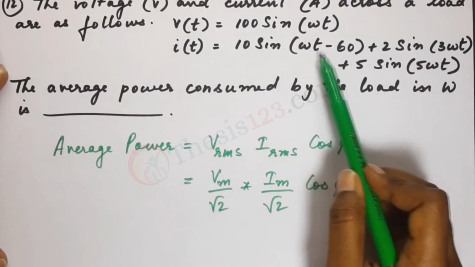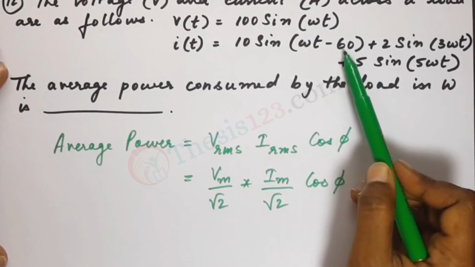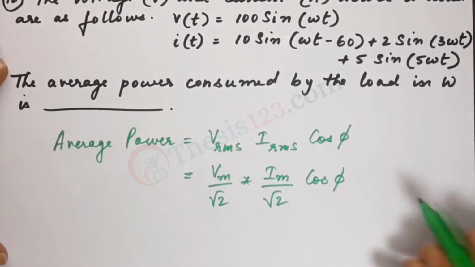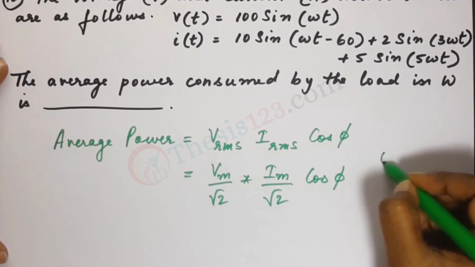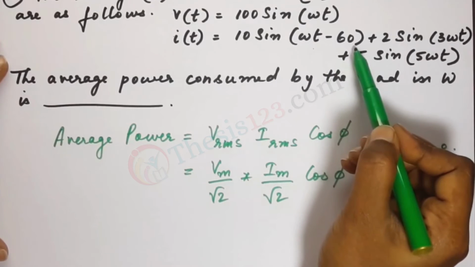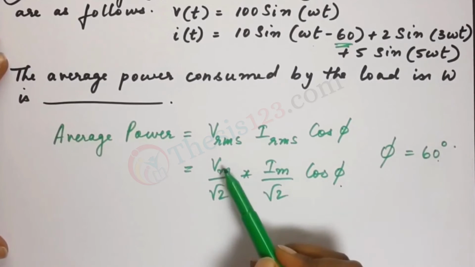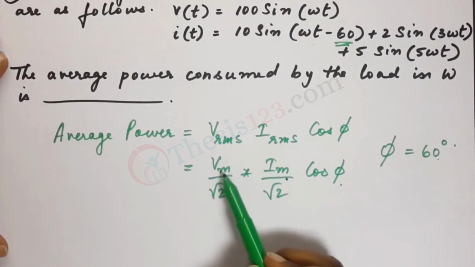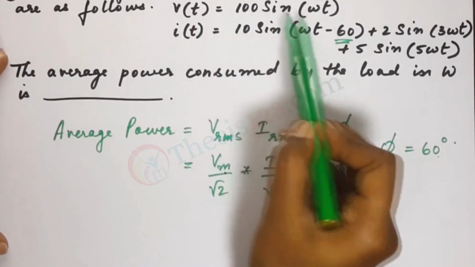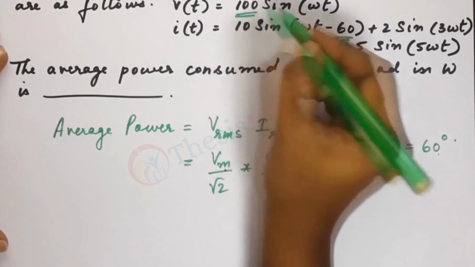Now here you will notice that in the current equation we have 60 in place of the angle. So that indicates that phi is 60 degrees. So that's omega t minus phi, which indicates that our phi is 60. So we substitute that over here. Now we need the values of Vm and Im. Vm is the peak voltage value. So look at the equation for voltage given to us: 100 sin omega t. 100 is our peak value.